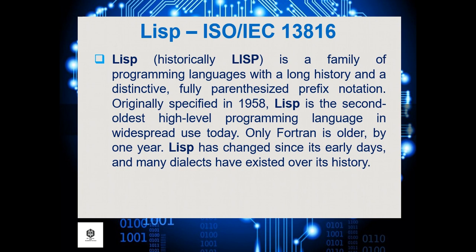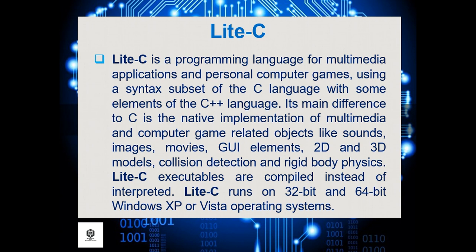Lite-C. Lite-C is a programming language for multimedia applications and personal computer games, using a syntax subset of the C language with some elements of the C++ language. Its main difference to C is the native implementation of multimedia and computer game-related objects like sounds, images, movies, GUI elements, 2D and 3D models, collision detection, and rigid body physics.